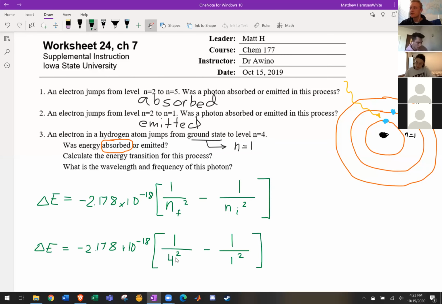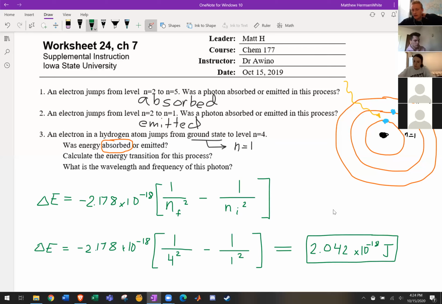So from here, it's just going to be putting it in your calculator. And so here you would have 1 divided by 16, and here you'd have 1 divided by 1. And when I did this, I got 2.042 times 10 to the minus 18 joules. If you have trouble doing that in your calculator, please let me know.